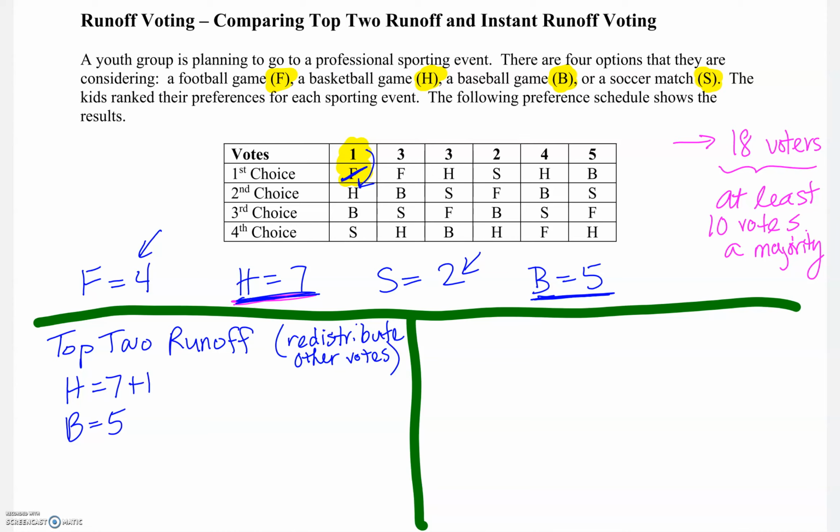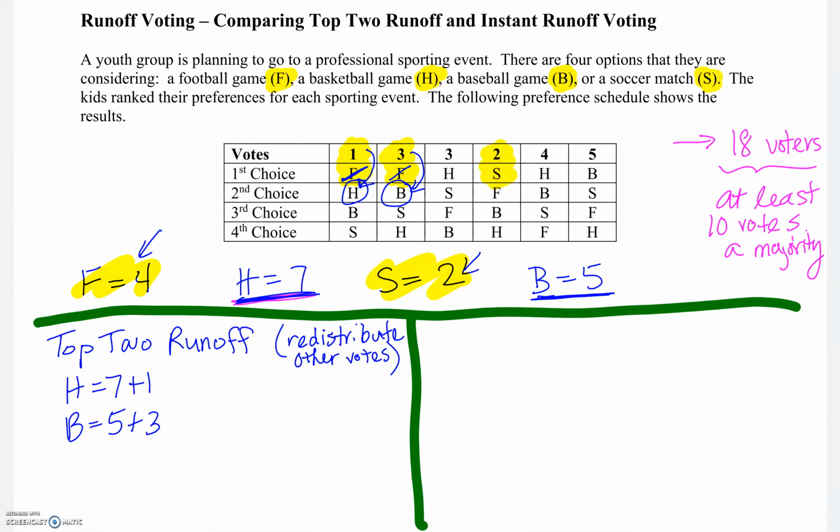Let's continue on. If we look at the next group that said football, that would be this group. 3 people said football as their first choice, but they had a different second choice. In particular, if football isn't around, then they would choose baseball. So those 3 people would go for baseball. Okay, so 1 of the people who said football would go for basketball, 3 of the people who said football would go for baseball. Then let's look at soccer. So we've taken care of these football folks. Let's now look at the soccer folks.